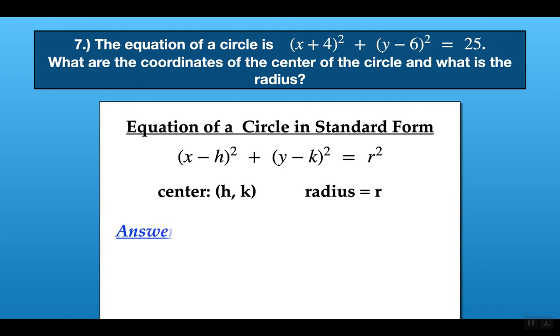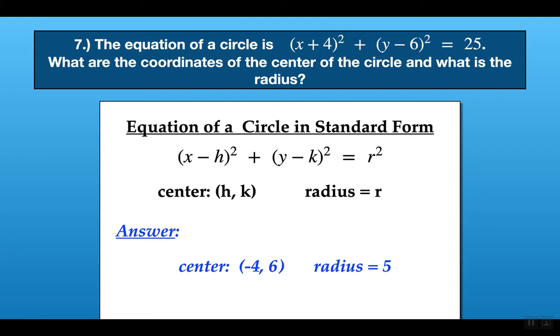So the center of the circle is (-4, 6), and the radius of the circle is 5 because the square root of 25 is 5. Okay, so if you look at the answer and you look at the equation in the question, you could see the relationship. Okay, h has to be -4 and k has to be +6.